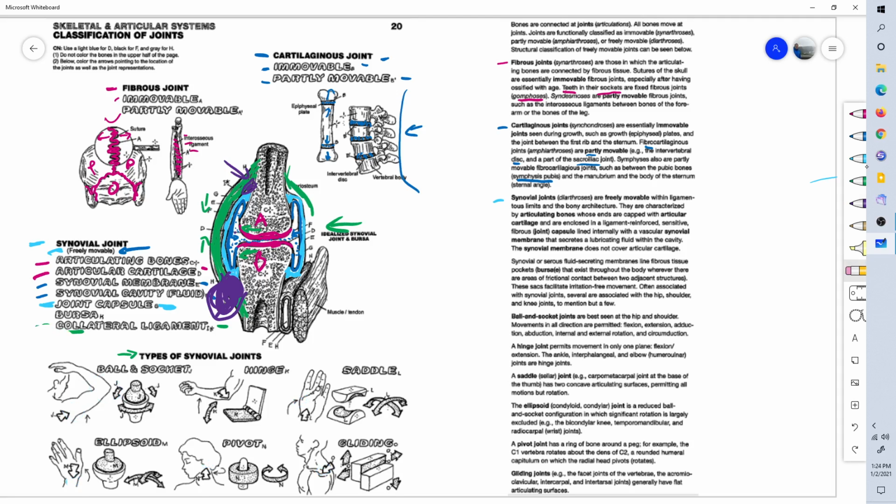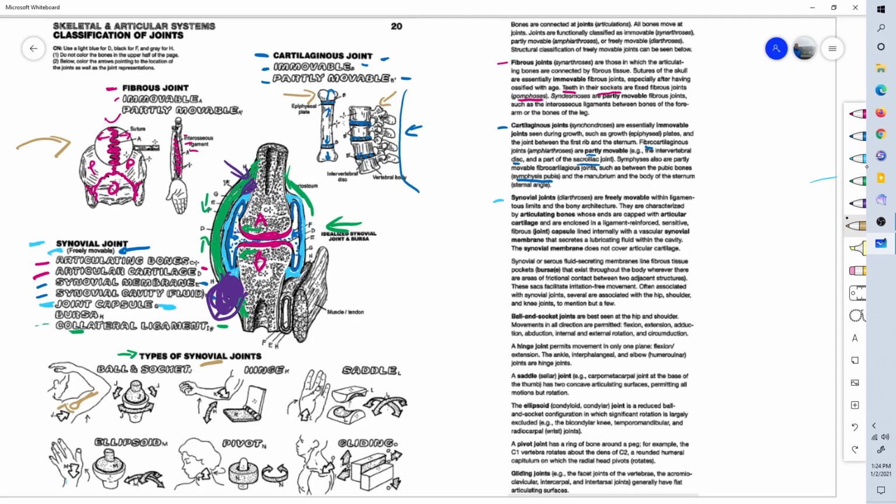Now let's talk about the types of synovial joints, these freely movable joints. We're not talking about sutures anymore, or epiphyseal plates, or discs. We're talking about these very common joints in the body. For example, the glenohumeral joint right here, and here's your scapula right here.